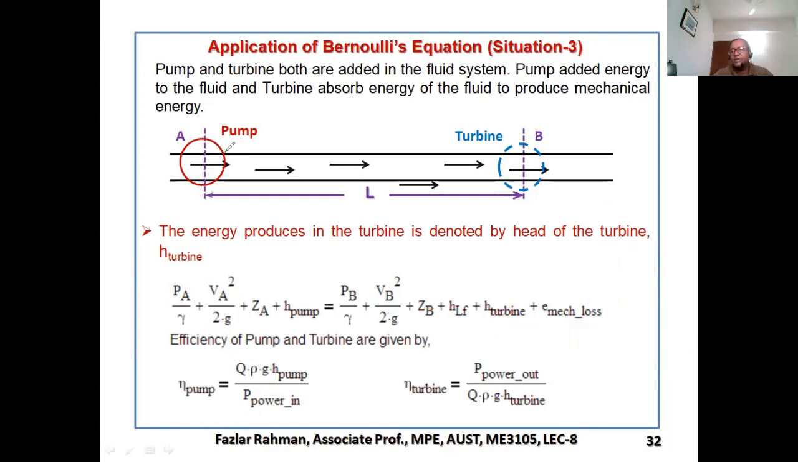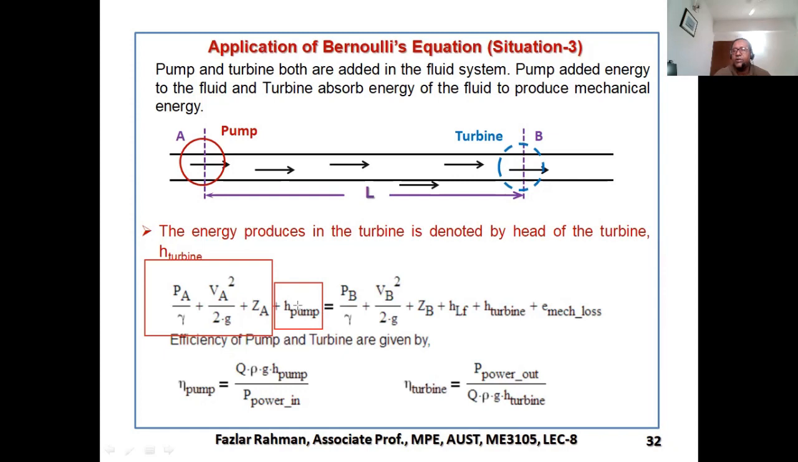Our pump adds energy to the fluid. So at point A, how much energy will the fluid have? This much energy. With this much energy, it enters just before point A. Now at point A, you have a pump. The capacity of the pump is H pump. If you go to a pump store, they can tell you the head of the pump, like 20 meter, 30 meter, 40 meter. More head means it is able to add more energy. So that's why we put H pump over here.